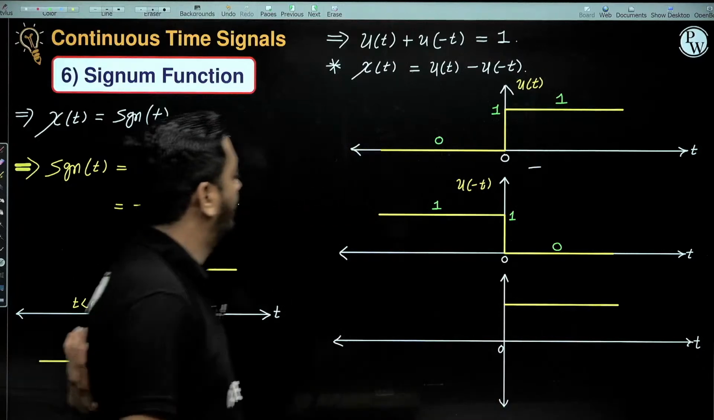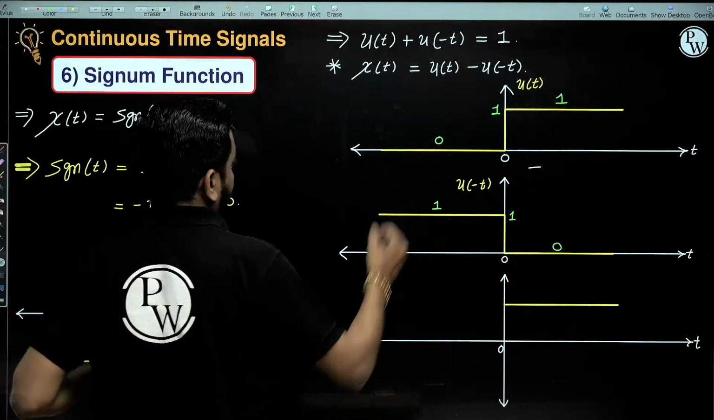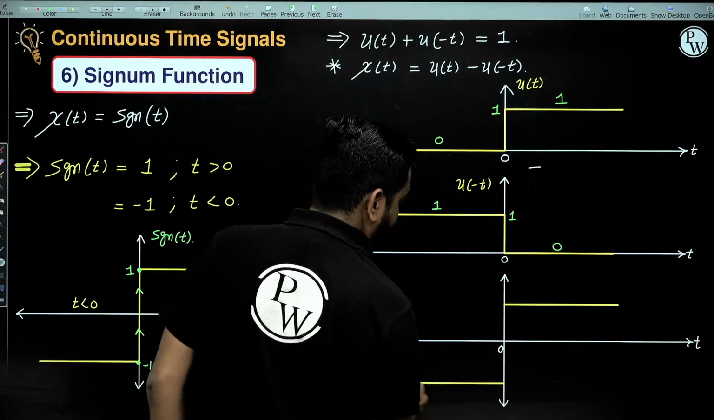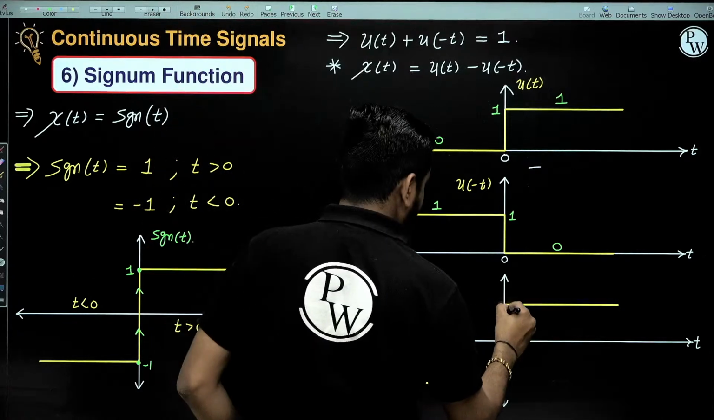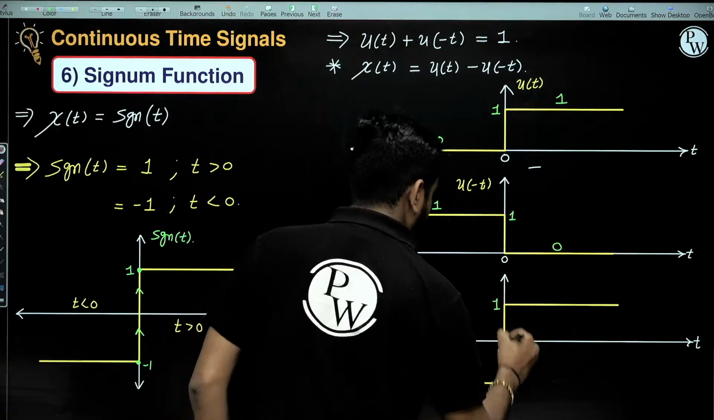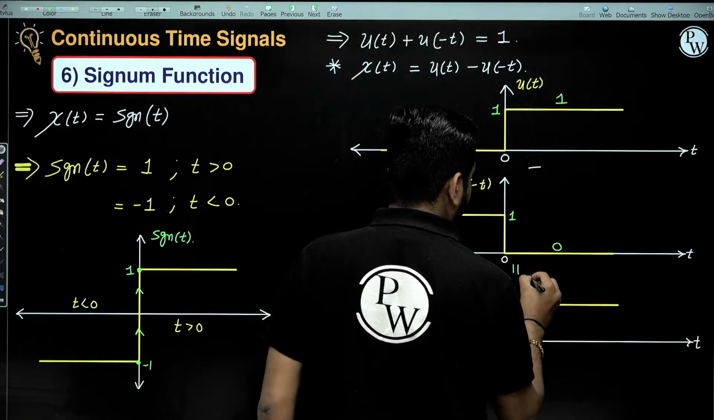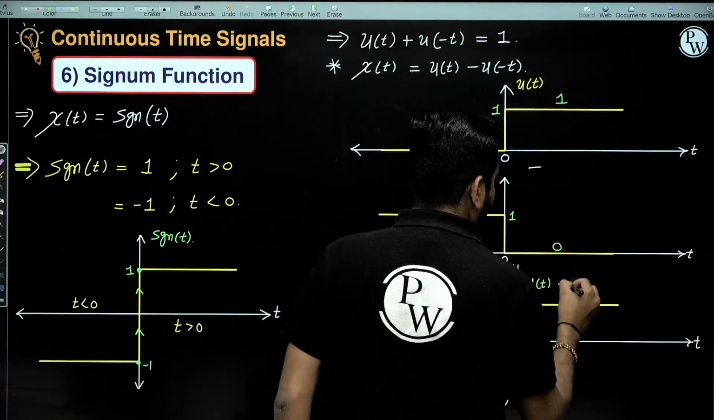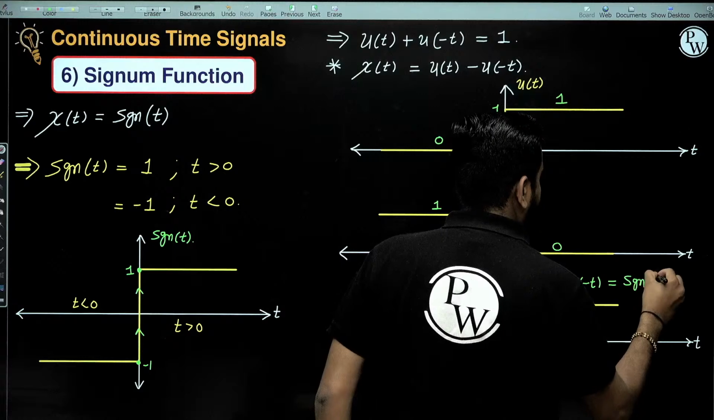So for t less than 0, you can see, guys, amplitude is 0 minus 1, it is minus 1. So it is nothing but the Signum function. You can see this is the Signum function. Amplitude is 1, and minus 1. So the answer is: u of t minus u of minus t is the Signum function.